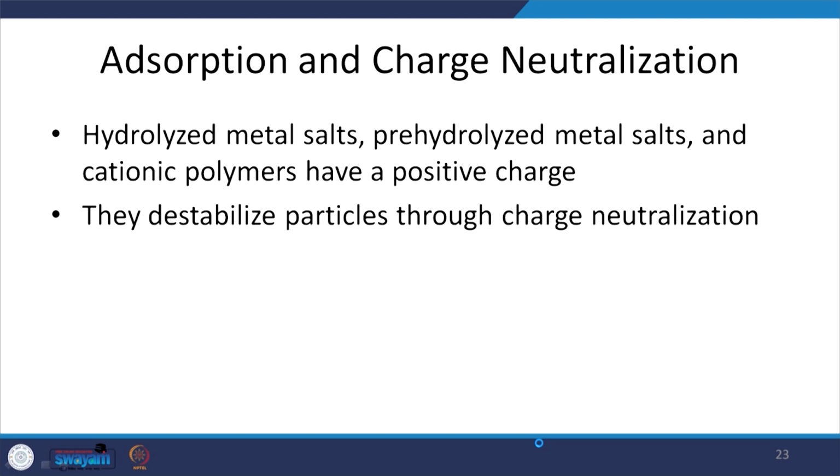So, adsorption and charge neutralization, let us look at the factors at play when we are trying to bring about coagulation. When we say hydrolyzed metal salts, what is it we are saying? Al3+ is what I am adding, and I am adding it to water. So the metal salt is going to hydrolyze. So pre-hydrolyzed metal salts and cationic polymers have a positive charge, right. So it can be AlOH2+, Al(OH)2+, typically Al3+, but OH- has a negative charge. So these typically have a positive charge, let us say.